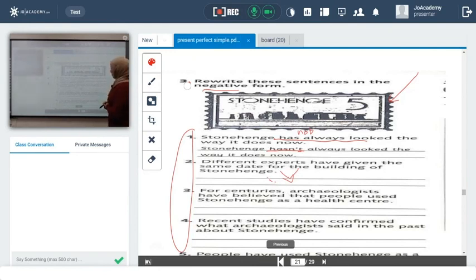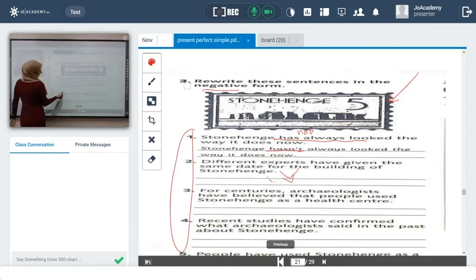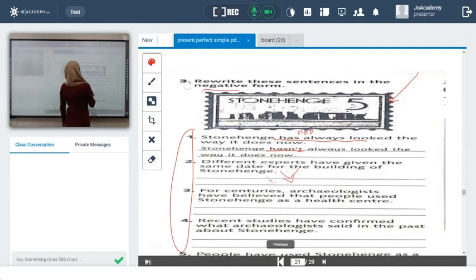Okay, now we're going to see number 3. Are you with me? Okay. For centuries, archaeologists have believed that people used Stonehenge as a health center. So again, we need to write have not, right? So what would the answer be?